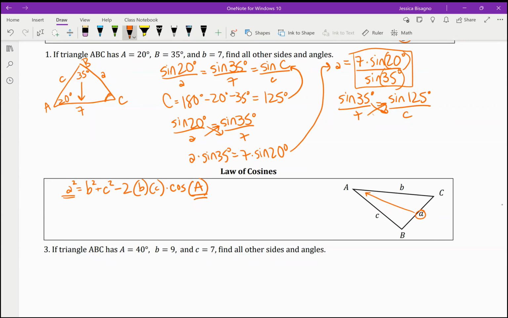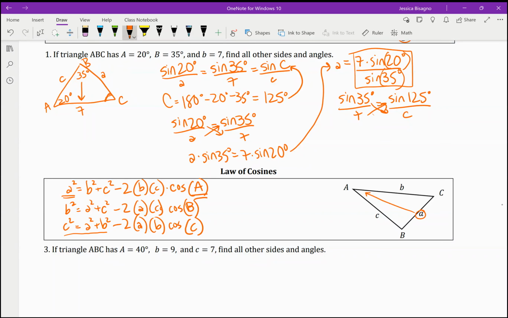Likewise, you can just change the variables. It could be b squared is equal to a squared plus c squared minus 2ac cosine b. You can also do c squared equals a squared plus b squared minus 2 times a times b cosine of c. And you might say, hey, this kind of looks like Pythagorean theorem.